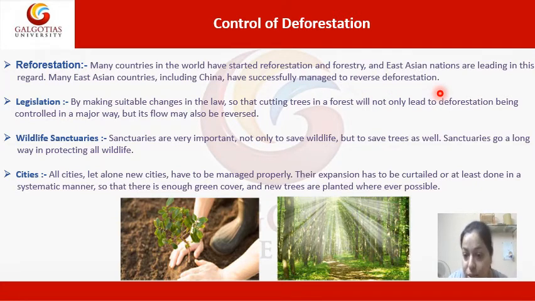Obviously, nowadays loads and loads of forests are being cleared, trees are being cut, for the increasing demand of free land.